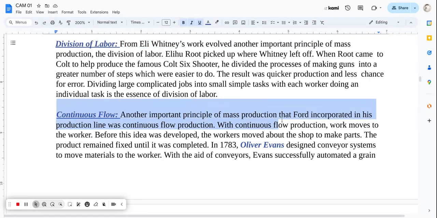Continuous flow is another mass production aspect, and that has to do with the assembly line, and so the work is moving from one workstation to another workstation in a rotation. Okay? So the product that was being manufactured moves, and the workers stay stationary.